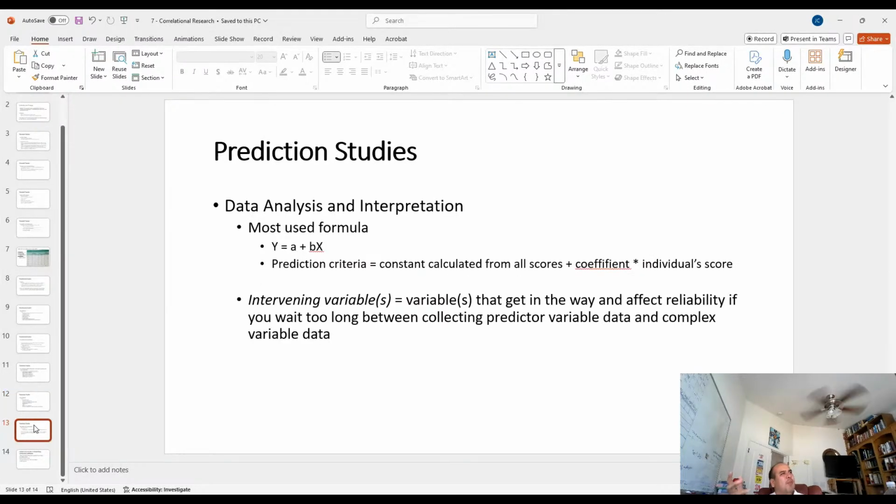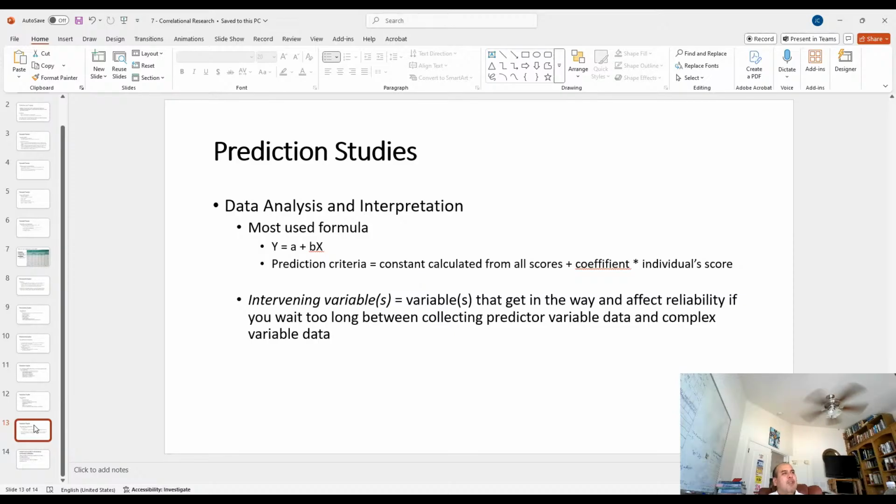For data analysis and interpretation, most use this formula: Y equals a plus bX. So you have the prediction criterion equals the constant calculated from all the scores, right? You add up all the scores plus the coefficient. What is the coefficient? It's multiplied by the individual scores.